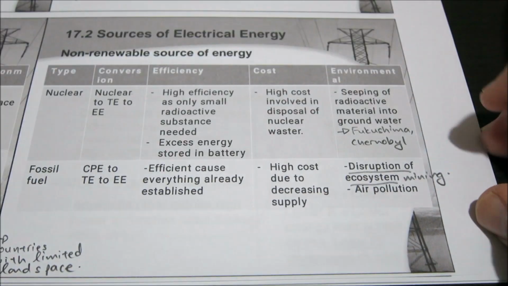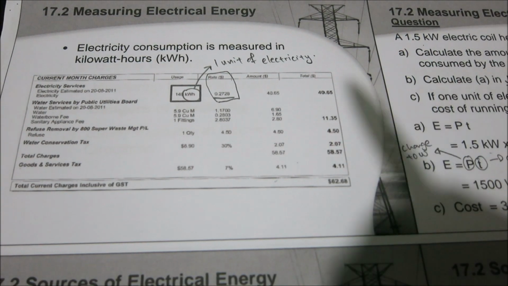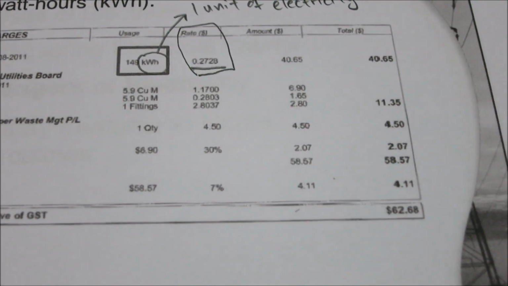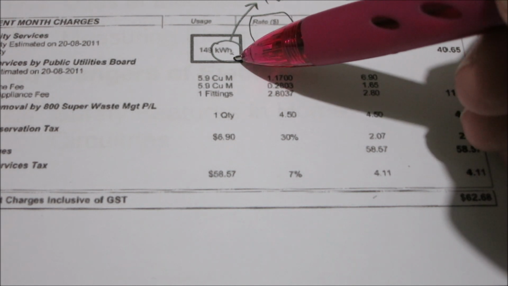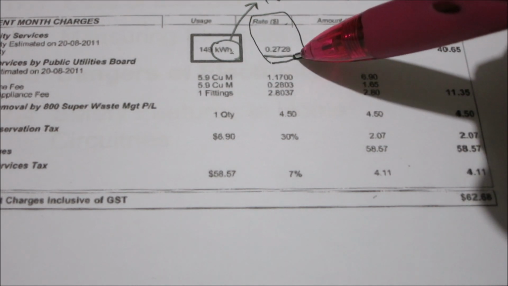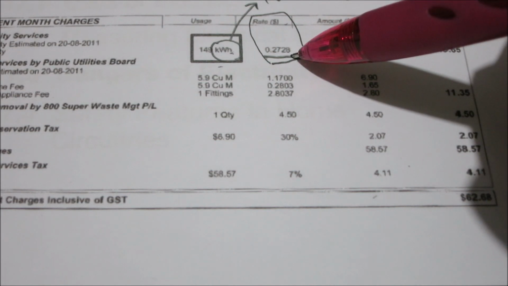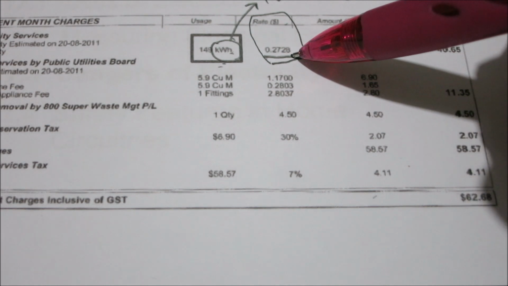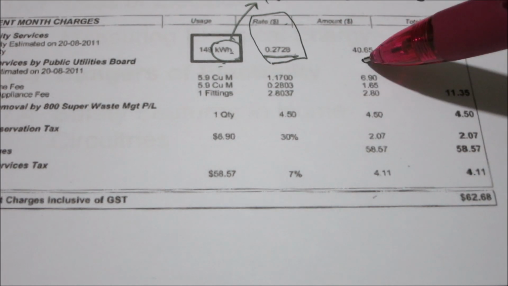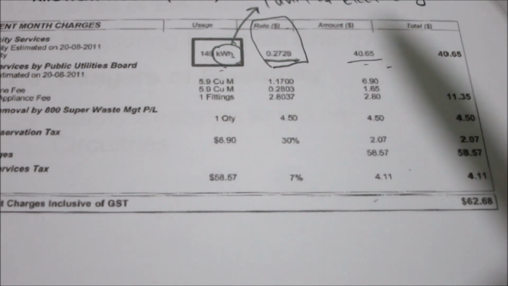Now, if you have seen your electrical bill at home, it will look something similar to this. Alright, so they will tell you that you used 145 kilowatt hours this month. The rate is 0.2729, or about 28 cents per kilowatt hour. So then in calculating the cost that you use per month, it's just the kilowatt hours 149 times this rate of 27 cents, and you get the amount about $40. Yeah, so that's how we deal with calculation of electrical energy in dealing with cost.